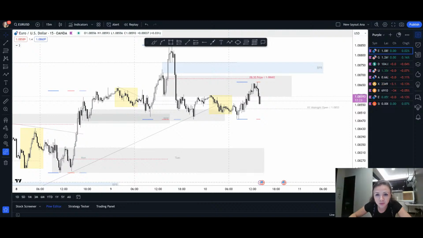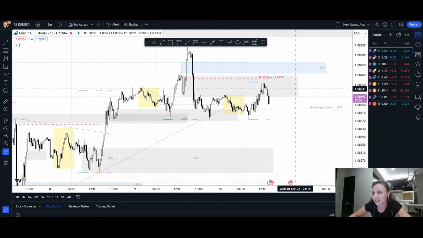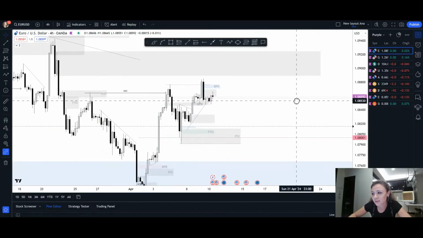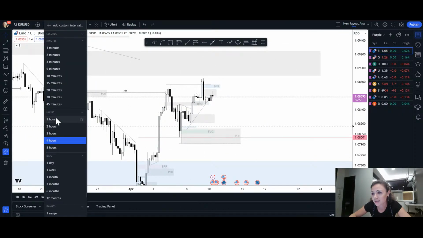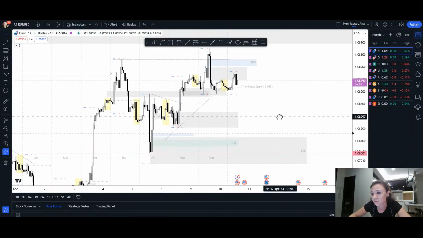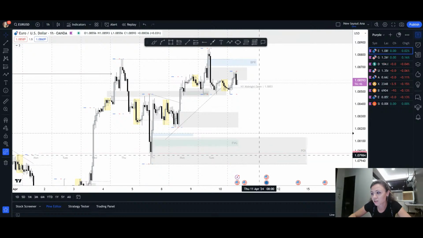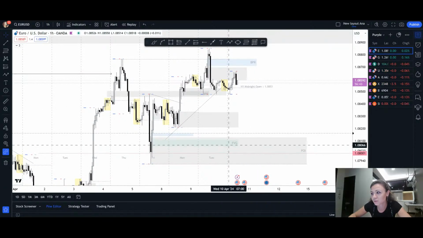Let me remove some stuff. Do you know what? Yeah, I can recognize your name. So let's see if my analysis will play out. I mentioned that I would expect to see some sell side liquidity to be taken, this trend line liquidity. I mentioned that my main point of interest would be this one here.